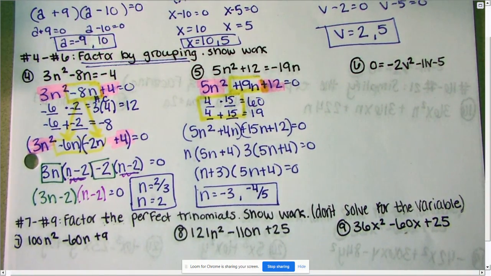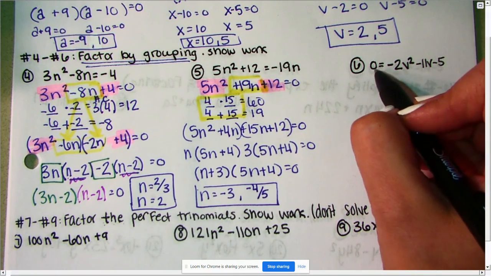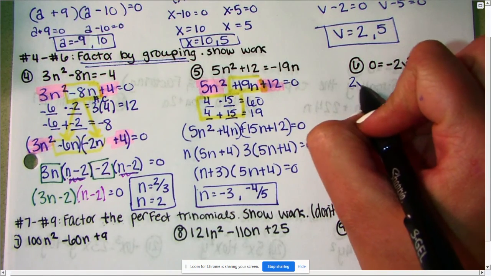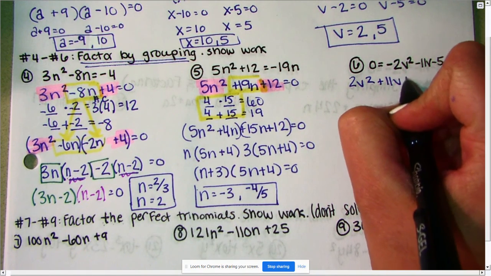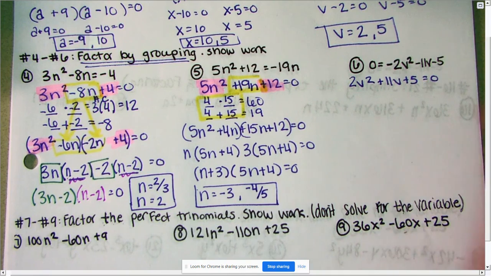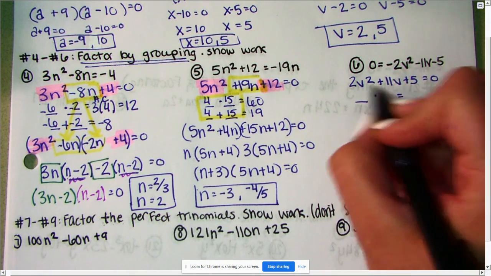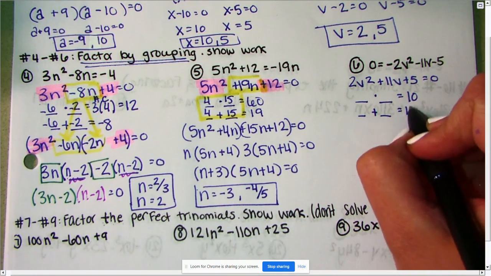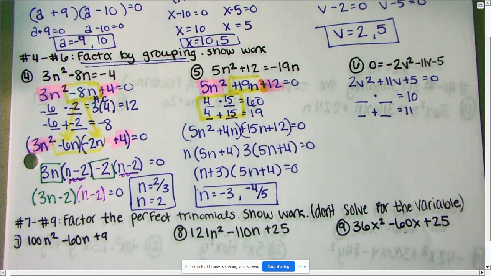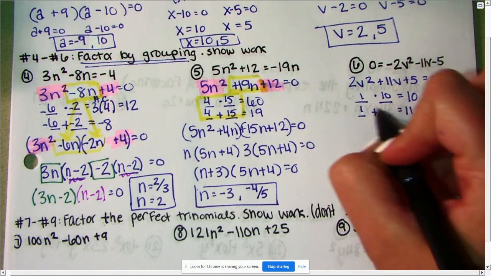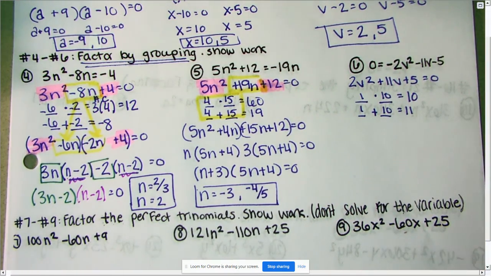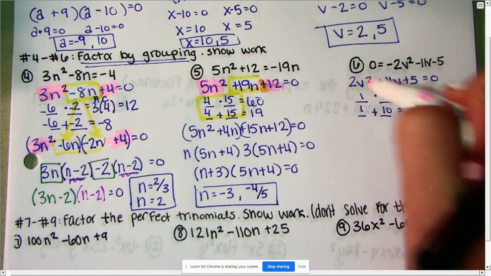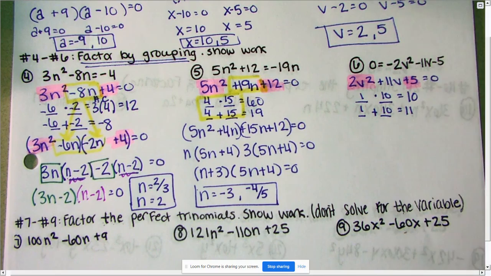Okay, for the very last factor by grouping one, again, I want this value positive, so I have to shift everything to the left. 2v squared plus 11v plus 5 equals 0. Looking for two values that multiply to 2 times 5, which is 10. Those same values have to add to the b term, which is positive 11. Those values are 1 and 10. Again, remember the whole point of finding them, we don't find them and just forget about them. The whole point in finding those values is when we write this part here.